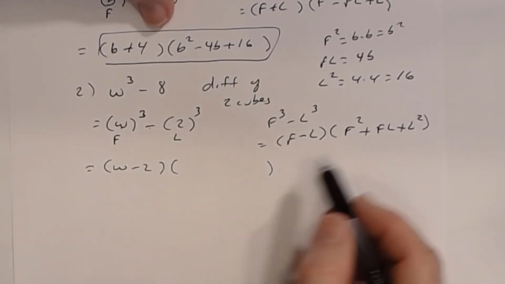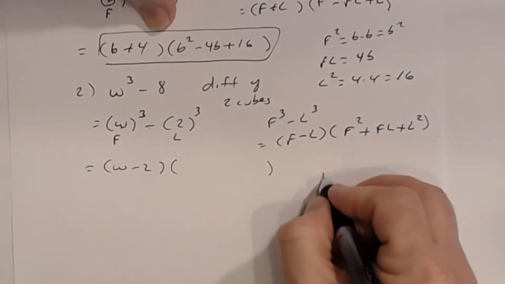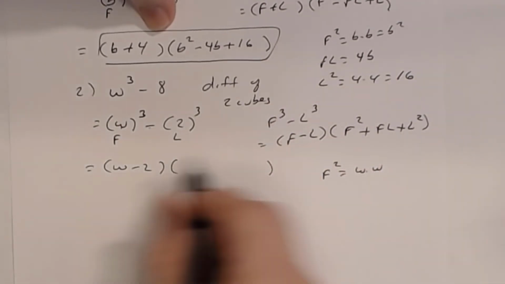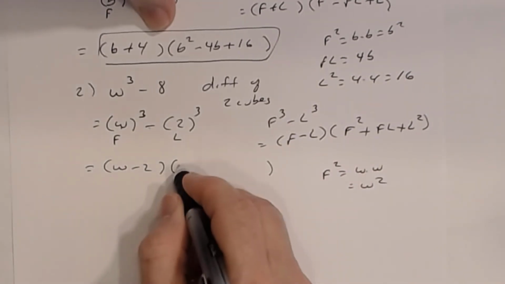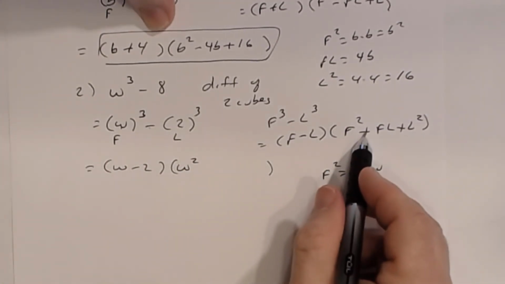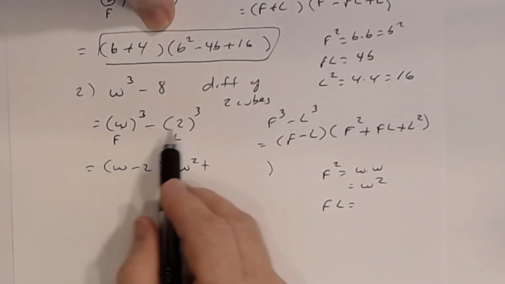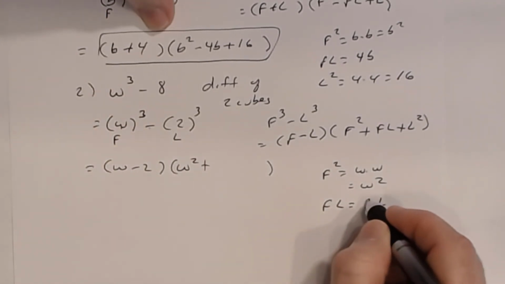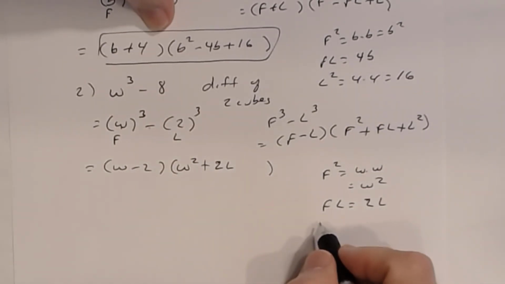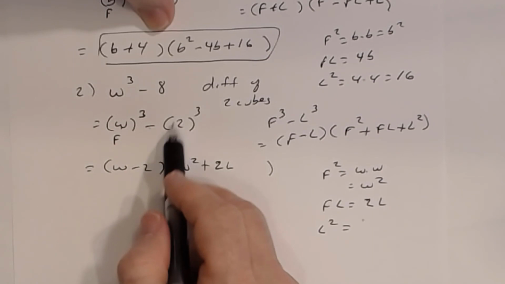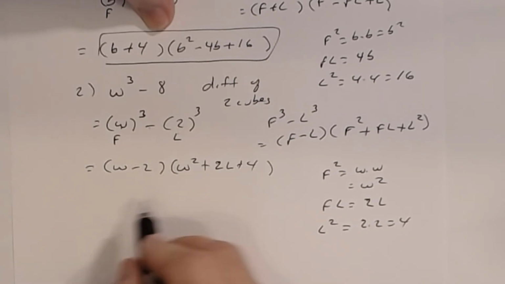So the trinomial says this: I'm going to take F and multiply it by itself. So F is w. I want you to notice that F squared is w times w, because that's F right here. There's your first, which is w squared. So that goes here. Then plus, and then I've got to find what F times L is. Well, F is w, L is 2, so that's 2w. So that goes here. And then L squared, L is 2, so that's 2 times 2, which is 4. So that's plus 4. And there's your answer. So you're done.